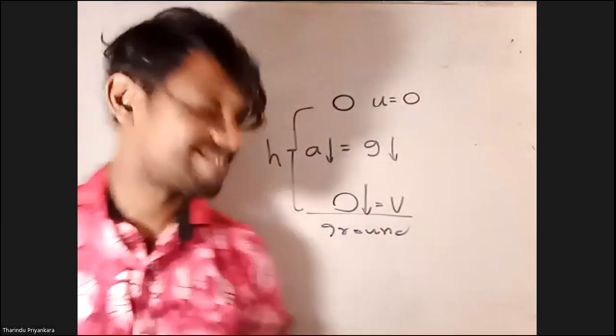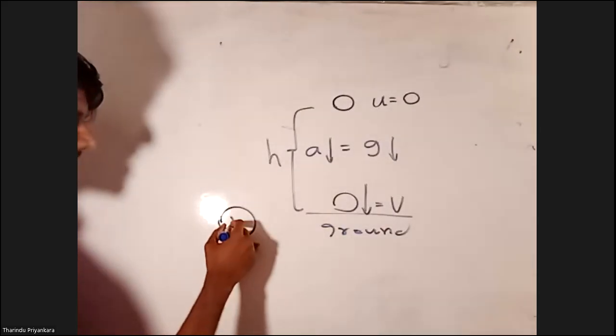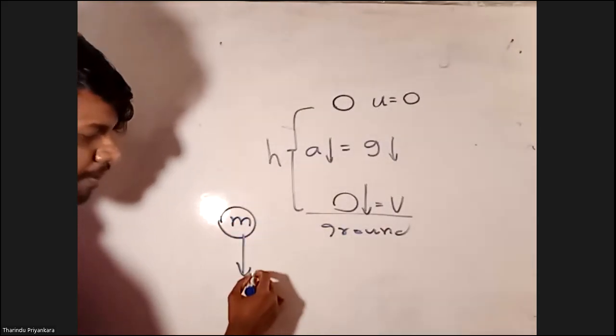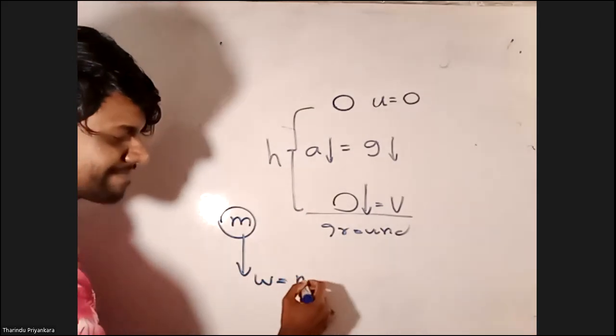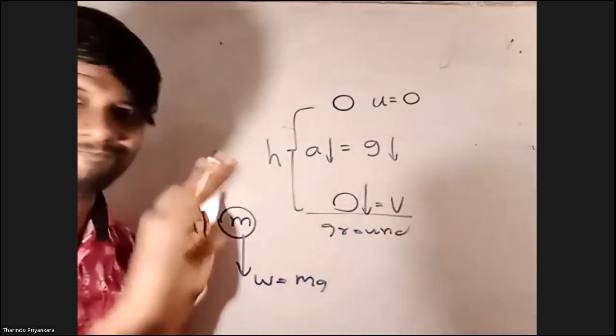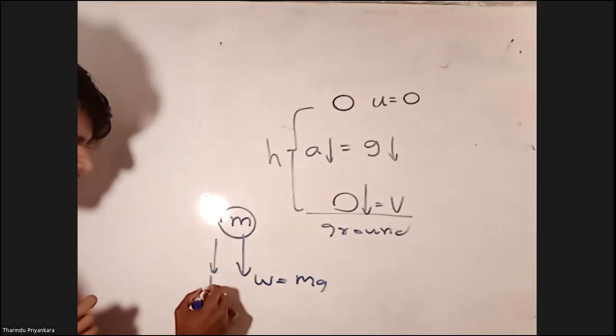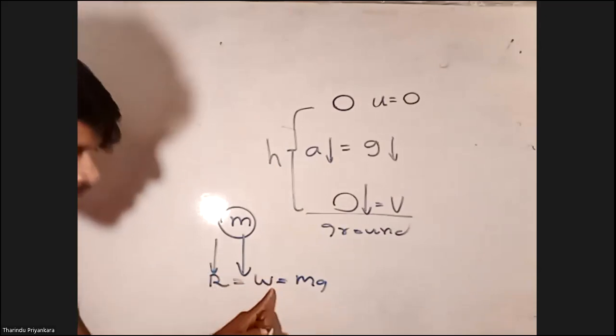What is it? For an object in motion under gravity, only its weight is the resultant force and no other force. Right? Resultant downward force is what? Only its own weight, that is mg.